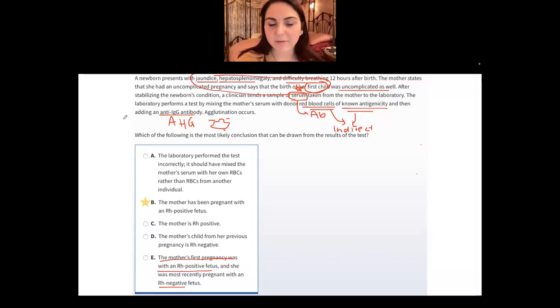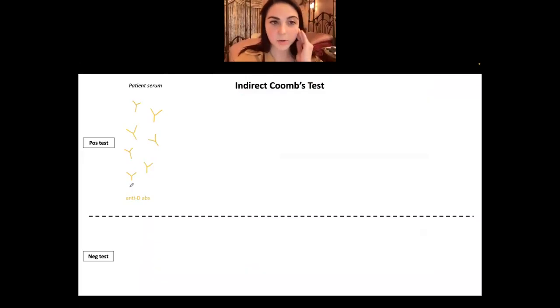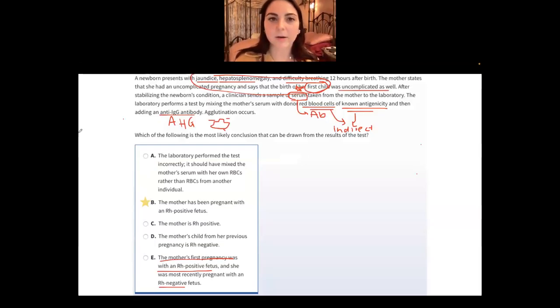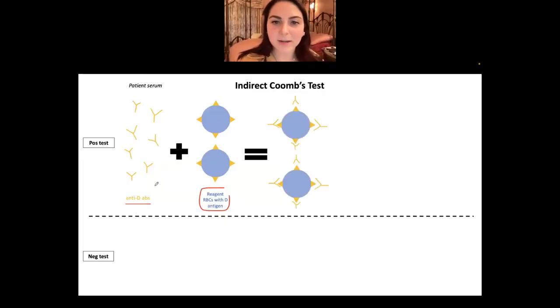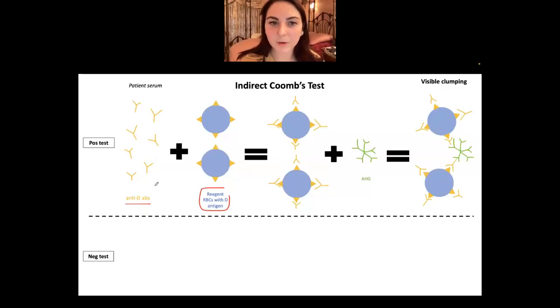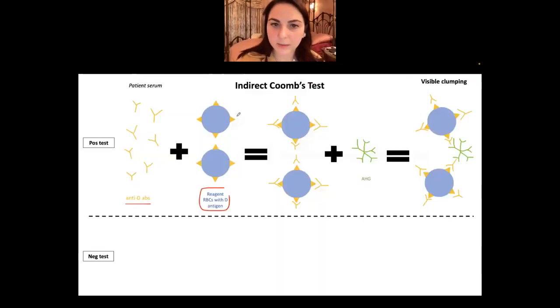With this, the key was remembering the indirect Coombs test. You're testing the serum. Commonly they do the indirect Coombs test for exactly this scenario. They take the serum and add red cells with known antigenicity, red cells that have the D antigen on them. If mom has anti-D in her blood, when we add the AHG, we get agglutination, which presents as visible clumping.